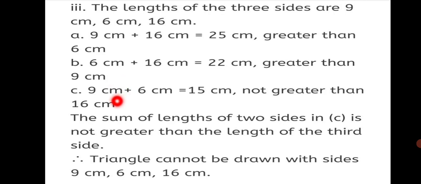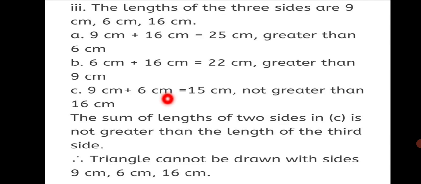Next, in C operation, we are adding 9 plus 6. First, we added 9 plus 16. Then we checked 6 plus 16. And now, in C operation, we are taking 9 plus 6. Any operation can be done first or second, it doesn't matter whichever you take. But see that you take all the sides, each by its turn.